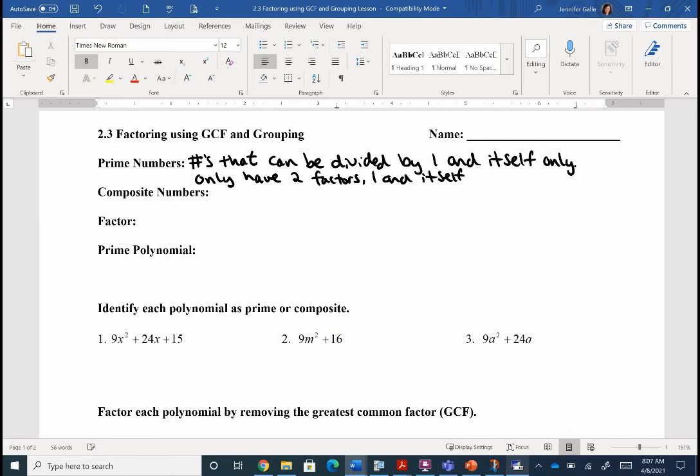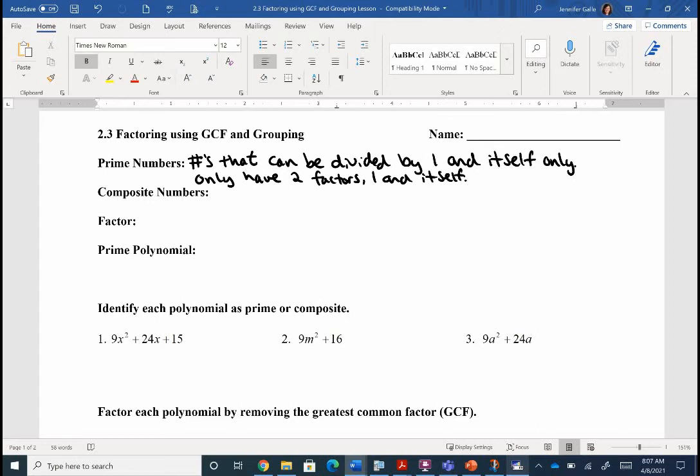So prime numbers can only be divided by 2 numbers, 1 and the number itself. Or if you look at it from the factor standpoint, there's only 2 numbers you can multiply together to get a prime number. And again, that's 1 and the number itself. So you can look at it either way.